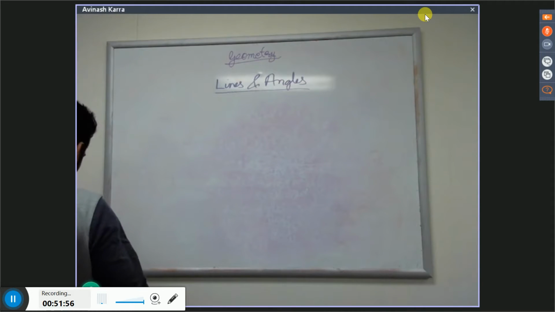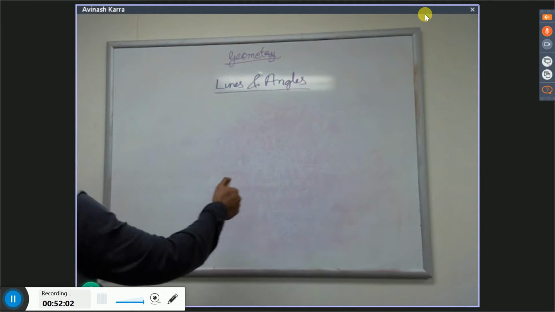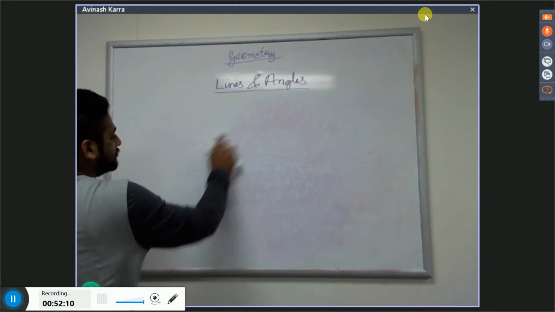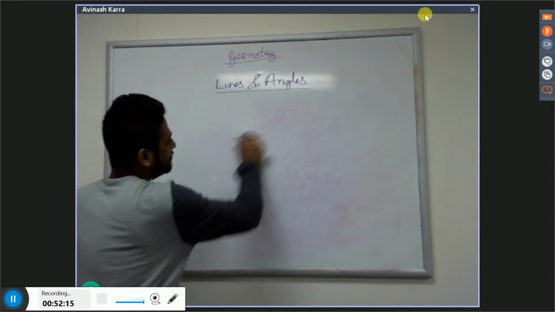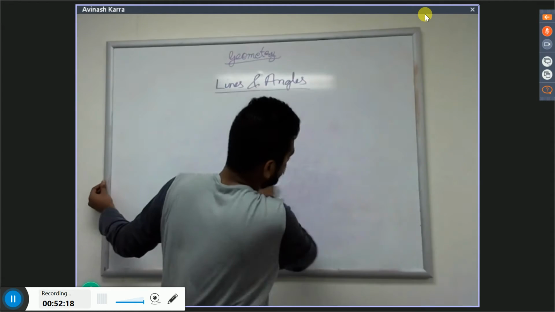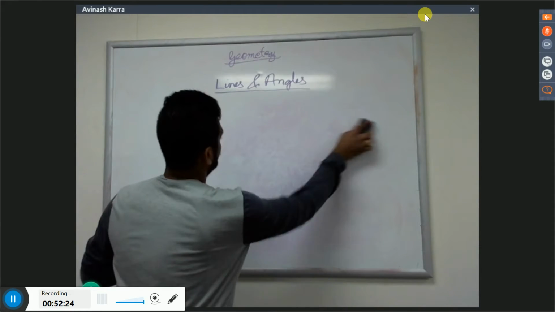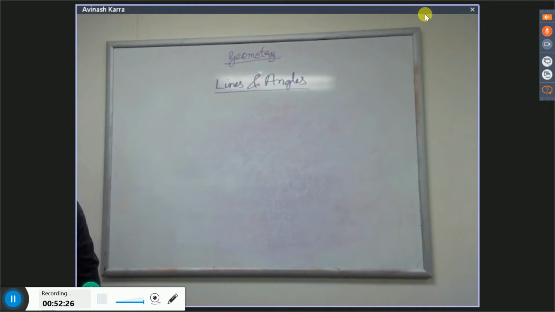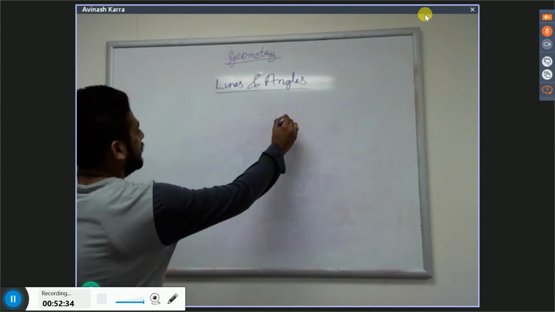Just give me a second. Let me clear this board with the space because it's getting blurred again. What else? Okay, let me give you one more similar example.